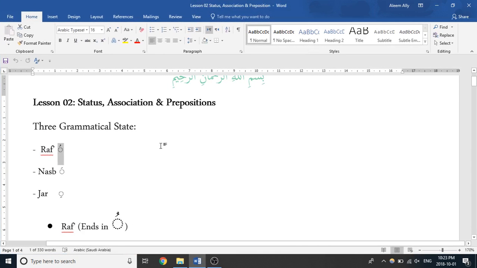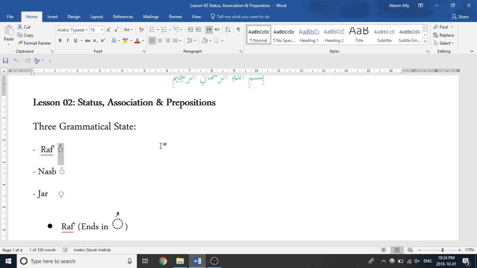We're just going to start off right away, hopping into lesson 2. We're going to cover status, associations, and prepositions. As we reviewed before, a noun has 4 properties that you want to look out for: definiteness, number, gender, and status. We talked about definiteness and how there's 2 parts to it: indefinite and definite. Indefinite is when you're referring to something that's not specific, and definite is when you're referring to something that is specific. And we talked about all those signs.